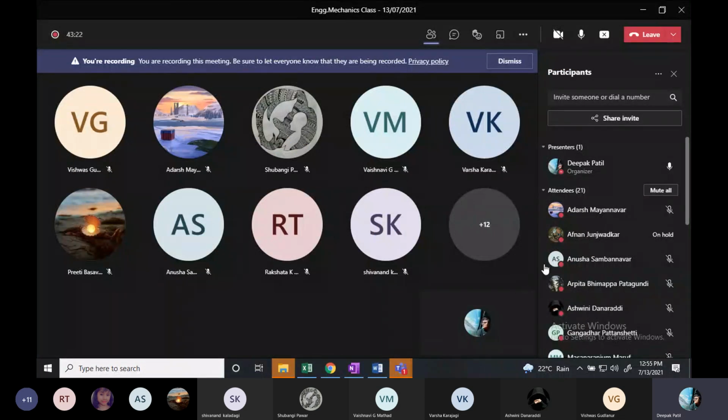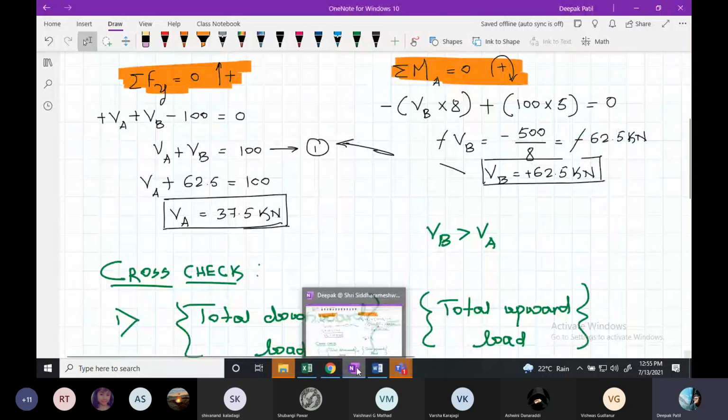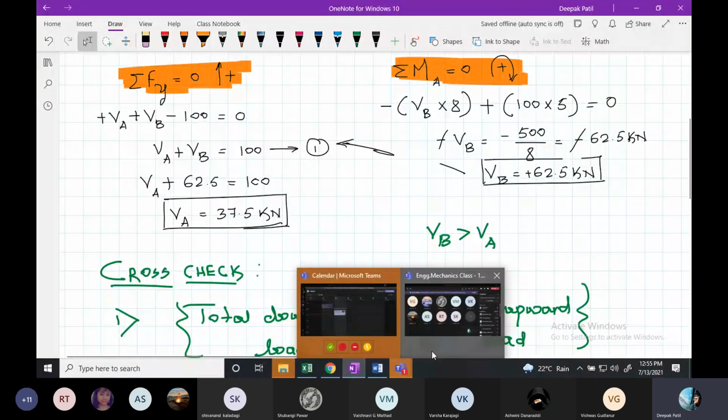Right. OK then, I will stop my class here. In the next class, we will solve some more numerical examples on the support reactions.